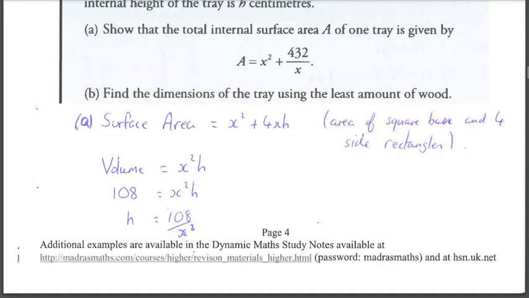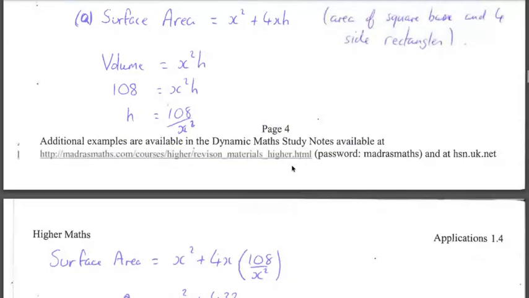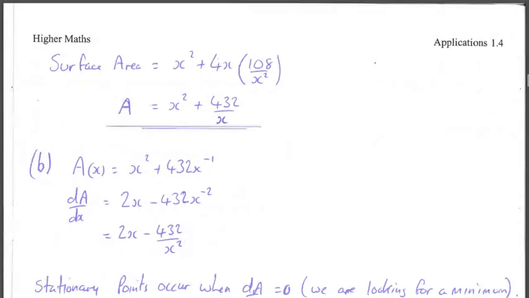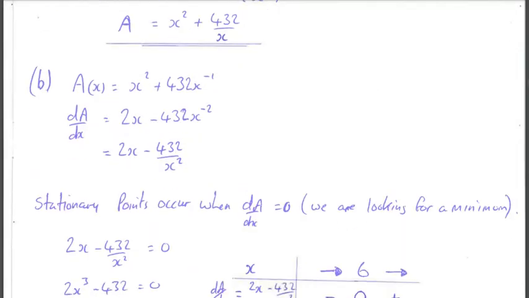So I have an area of x squared plus 432 over x. Find the dimensions of the tray using the least amount of wood. So we're looking for the minimum amount of wood. We're just going to use our skills from earlier in the course and find the minimum turning point, because that will give the value of x which will use the least amount of wood to make that tray.